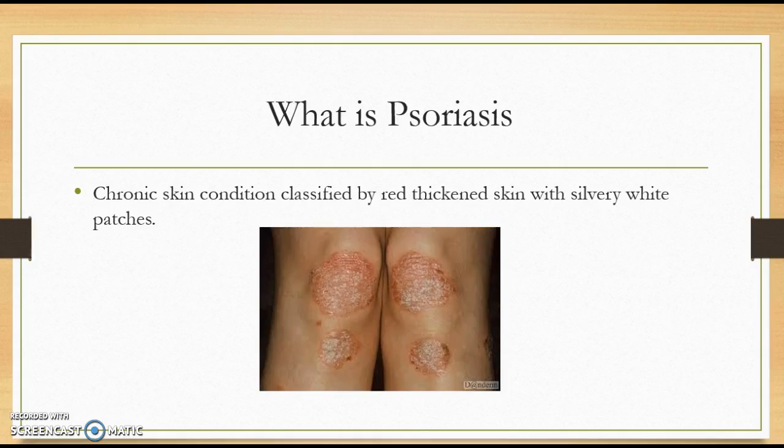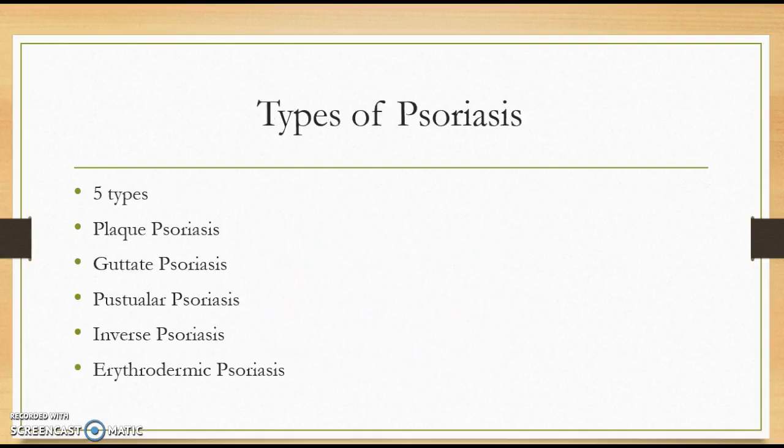Psoriasis is a chronic skin condition that is characterized by red, thickened skin and silvery white patches, as you can see here in this picture. There are 5 types of psoriasis that all appear in different ways.